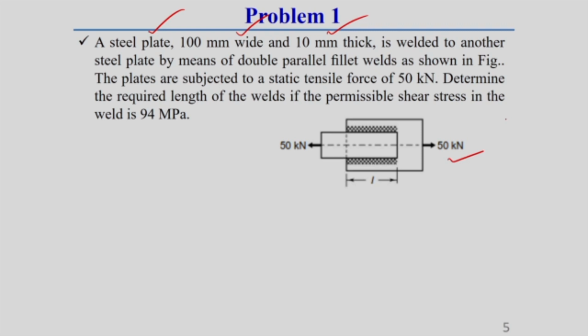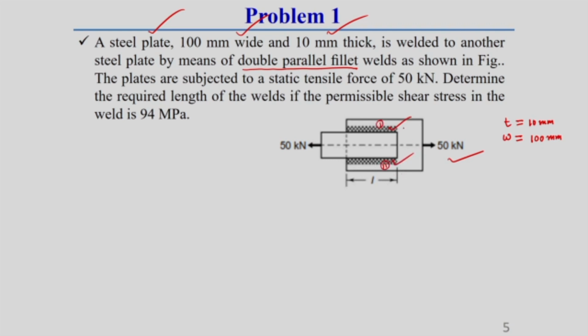So, here you can say thickness of the plate is 10 millimeter and width, I am writing W equal to 100 mm, of this plate is welded to another steel plate by means of double parallel fillet weld. Always keep this thing in mind. Double parallel fillet weld means two welds are there, this is one weld, this is another weld.